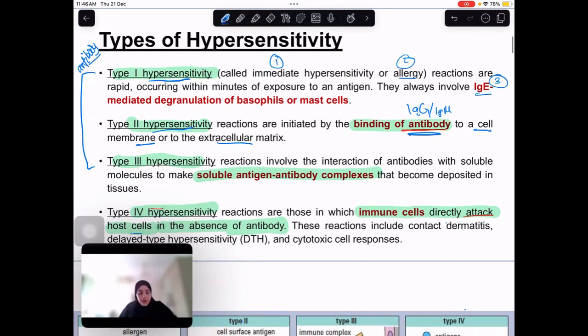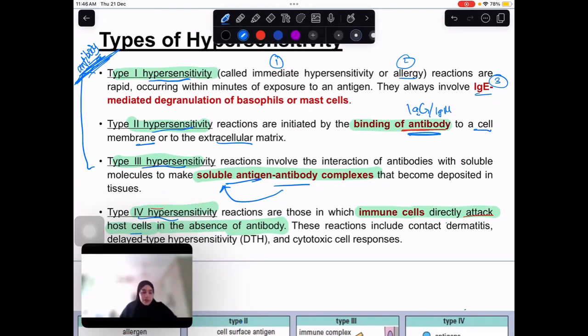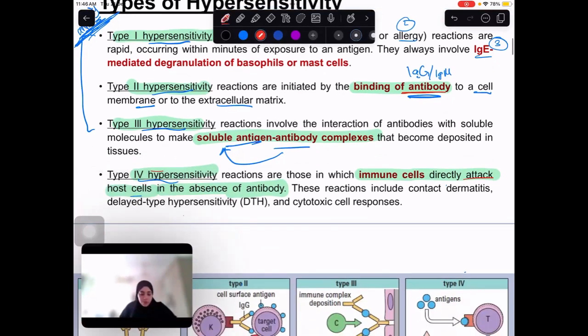Now, in type 3 hypersensitivity, am I using antibody? Yes, I am using antibody. The antibody is going to be what? Again, it's IgG or IgM. But in this case, the antibody will be binding to soluble antigens. So antigens that are going to be found within the blood vessels, right? They're going to be binding to them, and they're going to be forming complexes. That's the difference. In type 4 hypersensitivity, is it going to be antibody-based? No, right? I mentioned the last one, type 4 hypersensitivity, will not have any antibody.